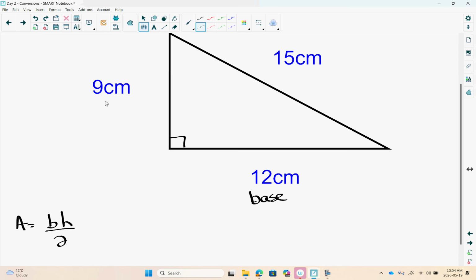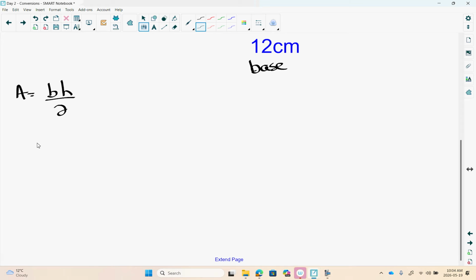The base is 12. Which one's the height? The 9 or the 15? The 9. The 15 is the hypotenuse, and it doesn't really help me in this question. So when I go and find the area, I'm going to go 12 times 9 divided by 2. But keep in mind, this is centimeters times centimeters.